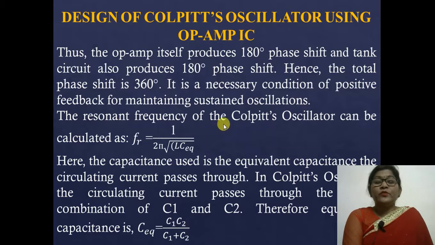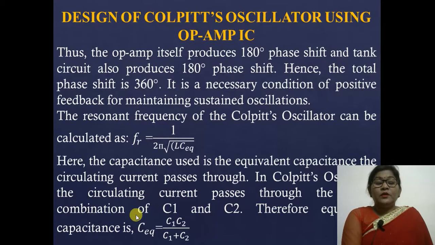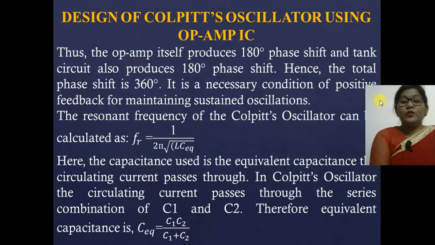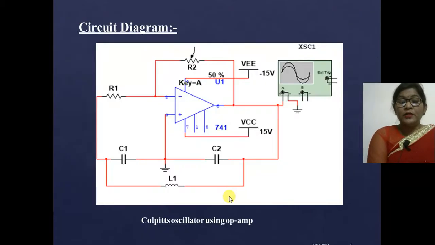The resonant frequency of the Colpit oscillator can be calculated using this formula. This is equal to 1 upon 2 pi root under L into C equivalent. Here the capacitance used is the equivalent capacitance the circulating current passes through. In Colpit oscillator, the C equivalent will be equal to C1 into C2 upon C1 plus C2. So you can find out the value of capacitance.